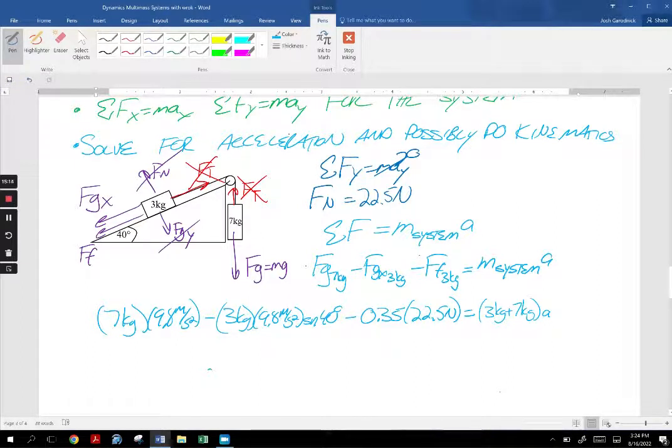I'm going to put this in my calculator really quick. 7 times 9.8, minus 3 times 9.8 times sine 40, minus 0.35 times 22.5, divided by 10. This time I got an acceleration of 4.18 meters per second squared, which is less than 1% off from my other answer, which was 4.2. So that's the strategy for the shortcut, or system approach.